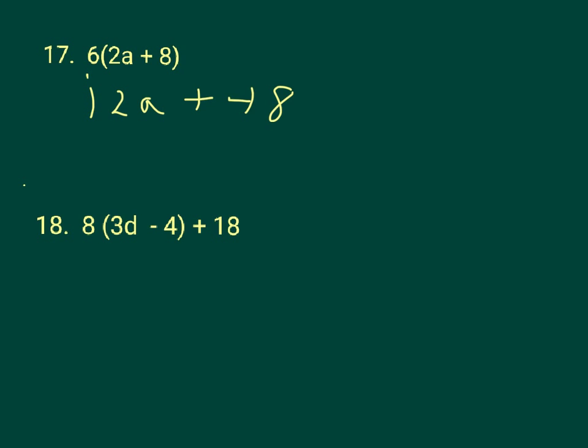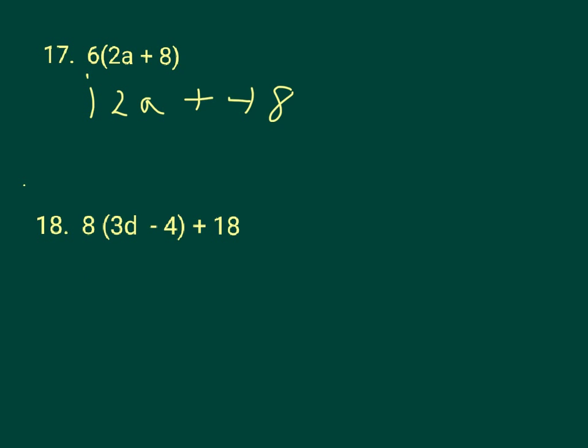And number 18, there's a subtraction. Here's the subtraction. There's a multiplication of 8 times all this, and then there's an addition. So I would do what I can do in the parentheses first if I could do anything, but I can't. Next is the multiplication, so I have to do 8 times 3d and then subtract 8 times 4. Don't forget, the most common mistake is to do 8 times 3d and then just go on to say minus 4, but you have to multiply the 8 times the 4 also. Don't forget to do that.